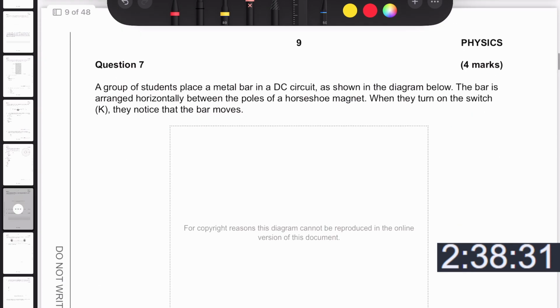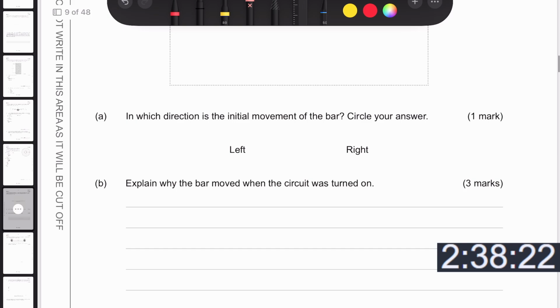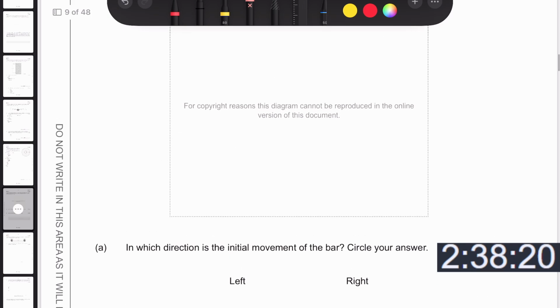Question 9. A group of students places a metal bar in a DC circuit. As shown in the diagram, the bars are arranged horizontally between the plates. They turn on the plates and notice the bar moves. Which direction is the initial movement of the bar? Okay. Let me get this one up. I already have the file up, so I don't have to pause.